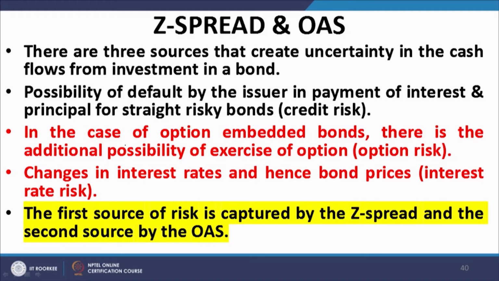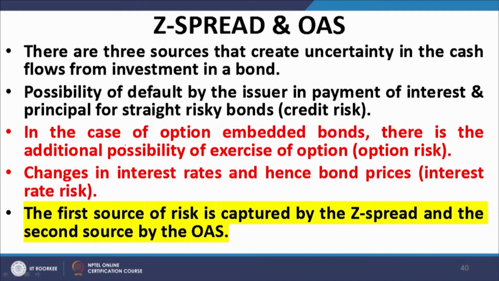In the Z spread, that is the zero volatility spread, Z means zero volatility. So, zero volatility spread, what we try to do is, we try to eliminate this fallacy or flaw in the G spread. How do we do it? I will come to it. Let me read out this slide first.